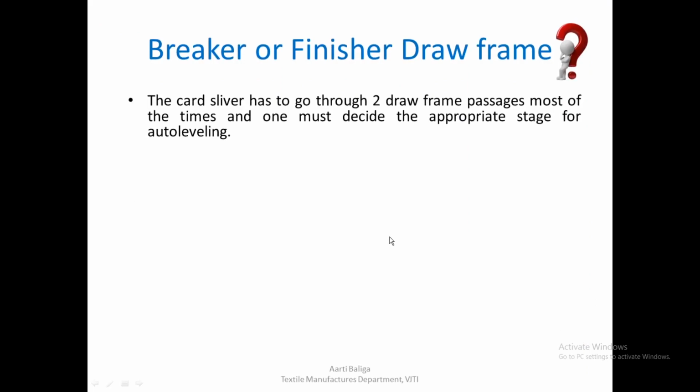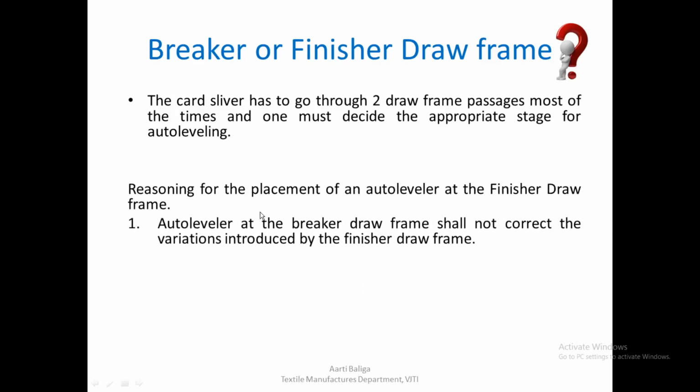So now let us analyze a little bit of draw frame. If I were to install the auto leveler on a draw frame, as we know, as soon as the card sliver comes out, it needs to go through at least two draw frame passages before it goes on to the speed frame for most of the processes. So now my question is, where do I apply an auto leveler, whether it should be a breaker draw frame or a finisher draw frame. So one must decide an appropriate stage for auto leveling. Let us see the advantages and disadvantages of having an auto leveler on either of these two machines.